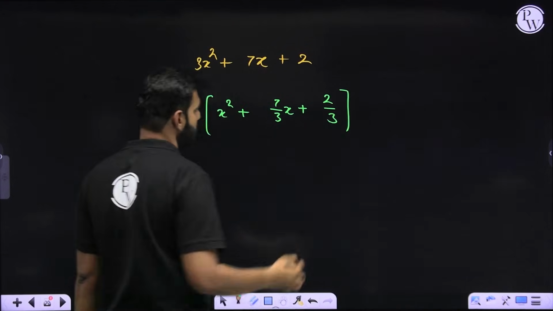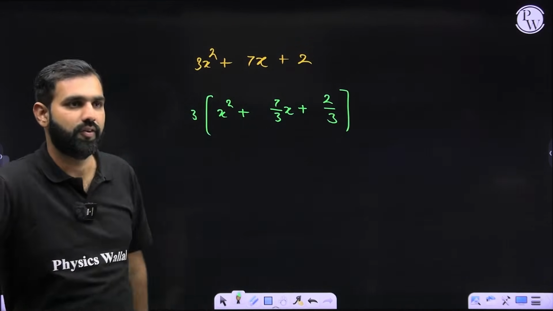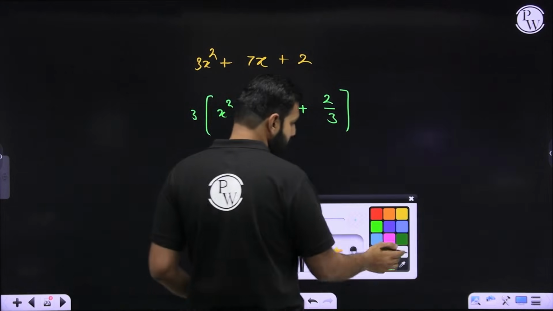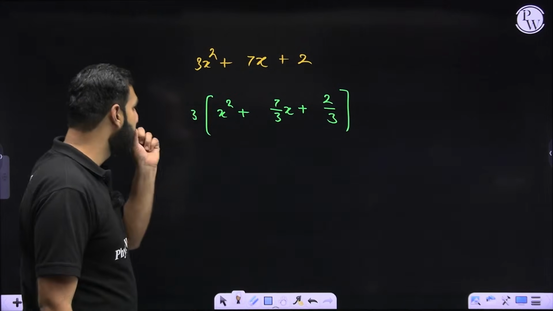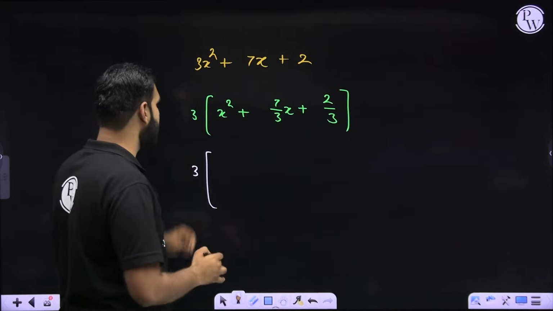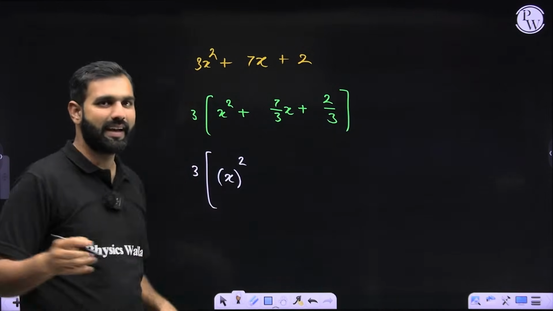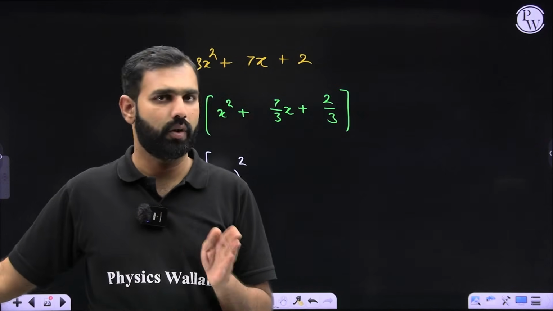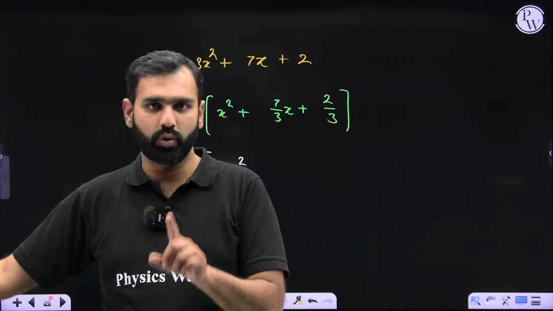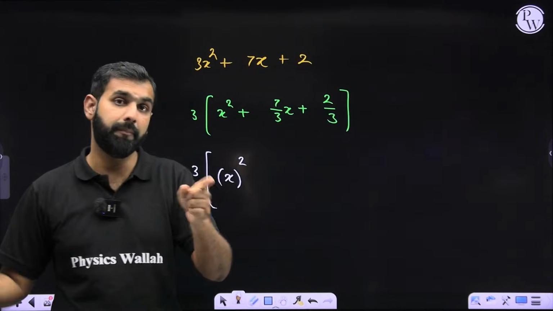Now, what special have you achieved by doing this, sir? Trust me, have patience. We'll do something very interesting from here. Now, this 3 we are keeping outside. We are not touching it. But let's start dealing with this x square. So this x square, I'm treating it as a square. So a square plus b square plus 2ab or a square plus b square minus 2ab will be drawn, depending on the sign. Here it is plus 7 by 3 x, so it will be plus 2ab.